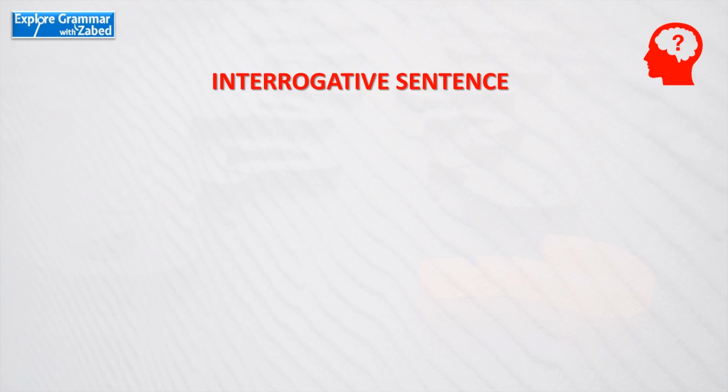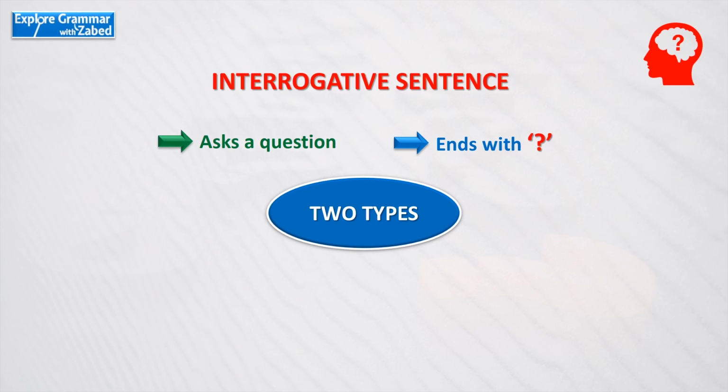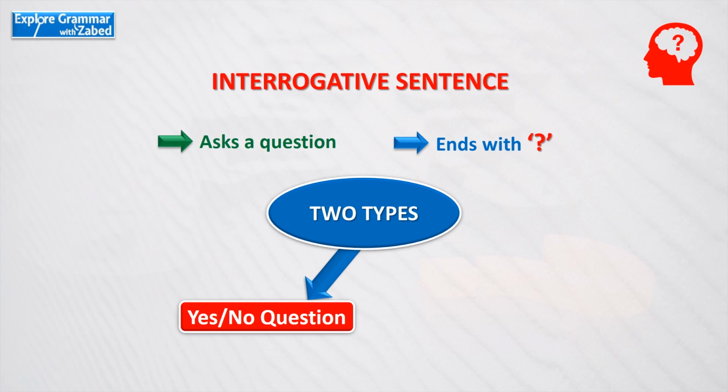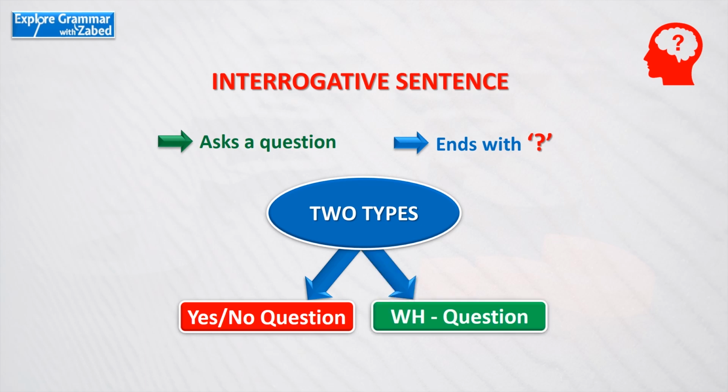Well, today I'm going to talk about interrogative sentences in direct and indirect speech. But before coming to sentences, you must know what an interrogative sentence means. Actually, an interrogative sentence asks a question. It is punctuated at the end with a question mark or sign of interrogation. Basically, there are two types of interrogative sentence. First one is yes/no question, and the second one is WH word question.